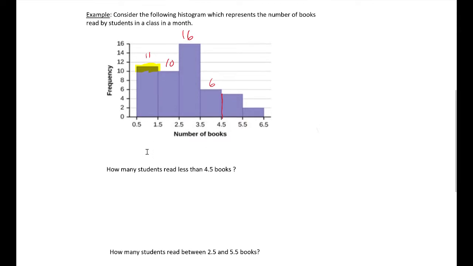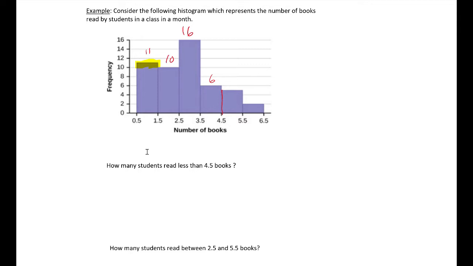So how many students read less than 4.5 books? It's going to be 11 plus 10 plus 16 plus 6, which gives us 21 and 16 is 37, plus 6 is 43. I'm not too confident in that, but hopefully you know what I'm talking about. Just add up the heights of the bars.